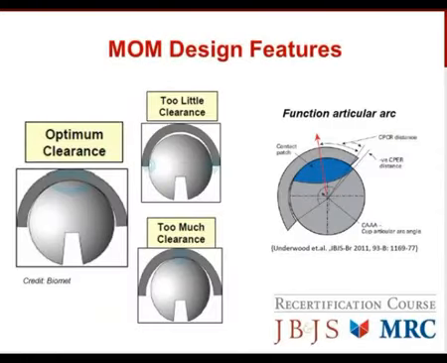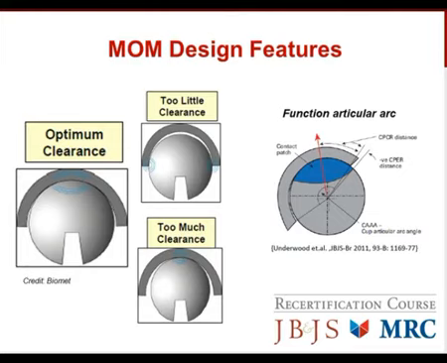There are a number of design features we've learned that are important to metal-on-metal total hip arthroplasties. One is this idea of clearance. It's important to get the clearance just right. If you have too little clearance, the head can seize on the cup. If you have too much clearance, you end up getting polar contact. Both of these are not advantageous and can lead to trouble.